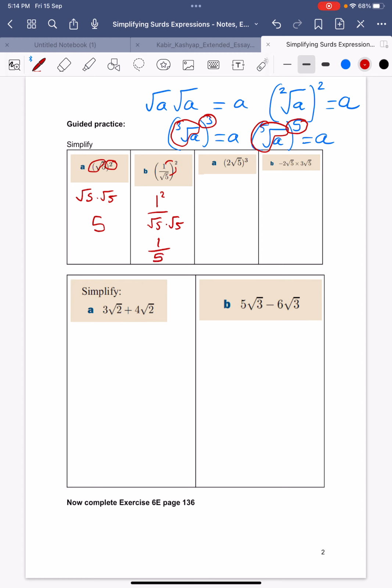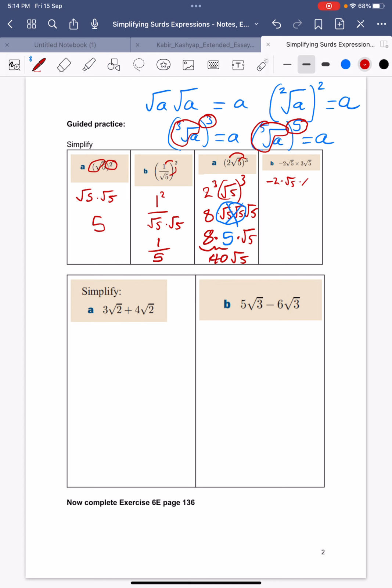This is in string. This is 3 goes to the 5 and 3 goes to the root 5. This is 2 to the 3 and root 5 to the 3. This 2 to the power of 3 is 8, but this is a bit naughty. It's root 5 times root 5 times root 5. And I think you can see right from before that root 5 times root 5 we can replace with 5. And we've still got the 8 times the 5 times the root 5, and finally this little guy becomes 40 times root 5.